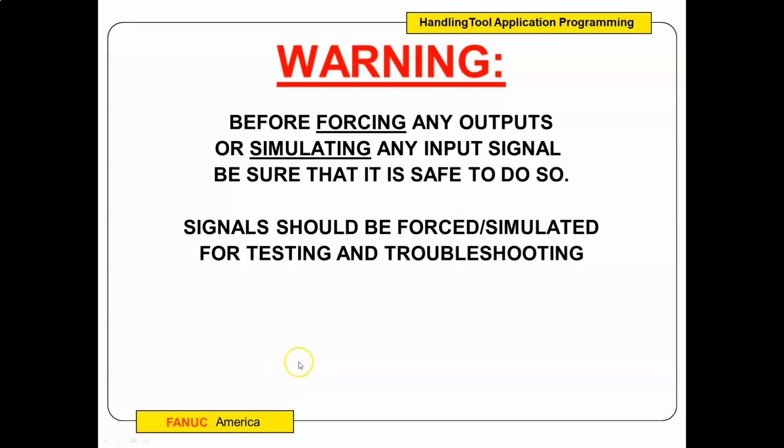You should simulate them only for testing and troubleshooting. Let's say I don't have a certain push button wired in yet. The electricians haven't wired it up, but I want to run my program. Your program runs to a point where it's waiting for an operator to push a button. You could then, through the teach pendant, simulate that and say, I'm going to pretend it's on. Same with an output: maybe you want to run the robot and not have something actuate, so instead of actually running it, you just simulate its output.